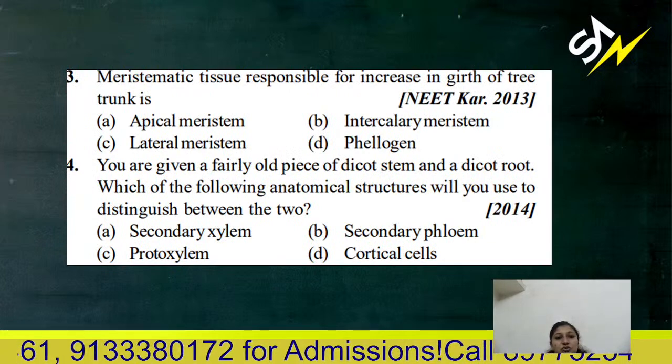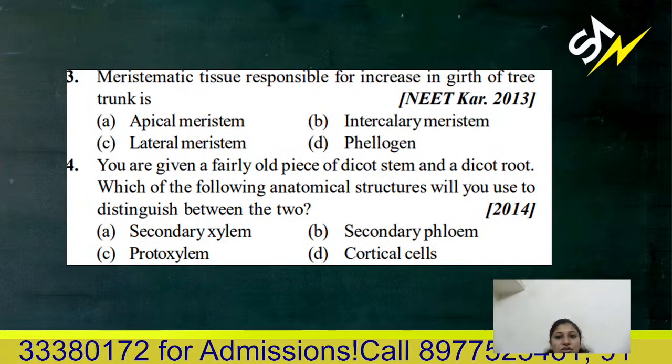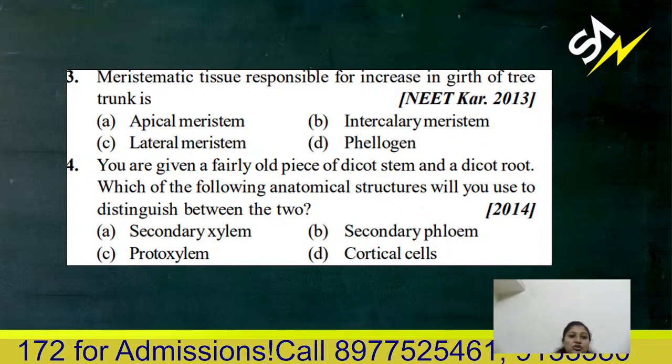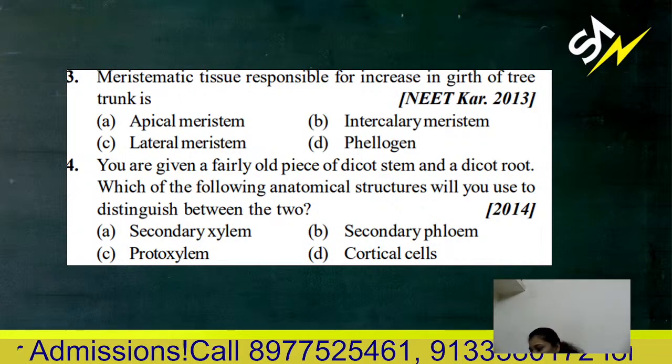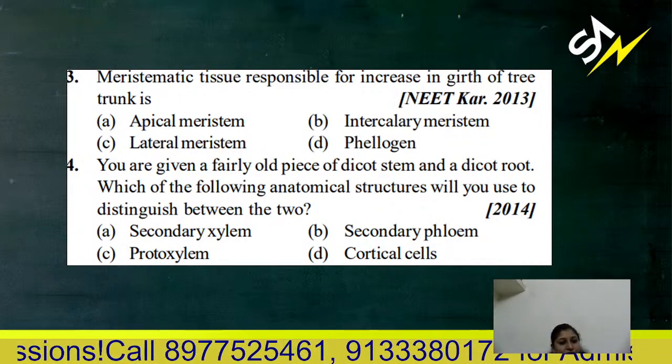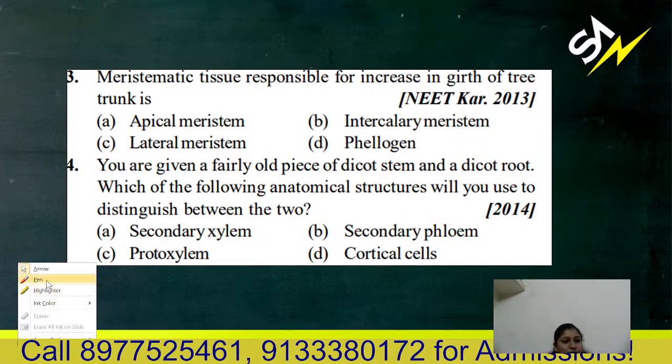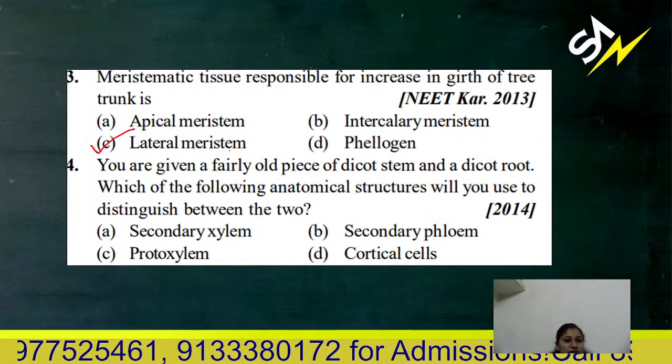Then the meristematic tissue responsible for increasing the girth of the tree trunk is lateral meristem. It is lateral meristem, appears in the late stage and is responsible for increase in girth.